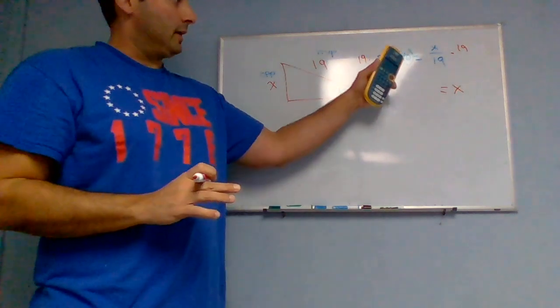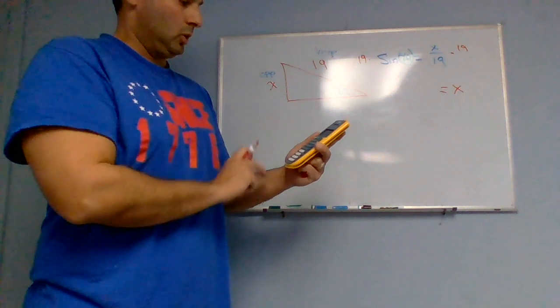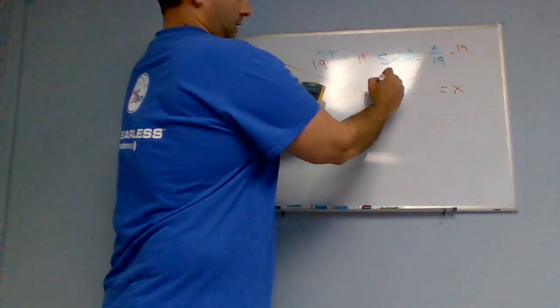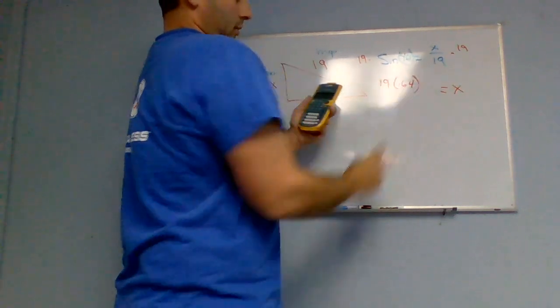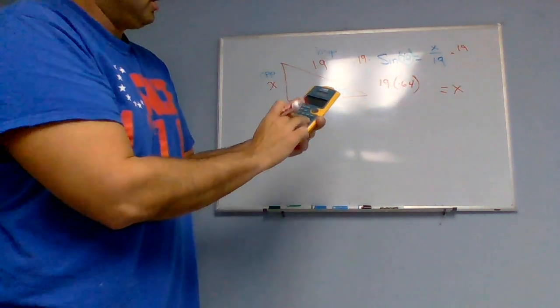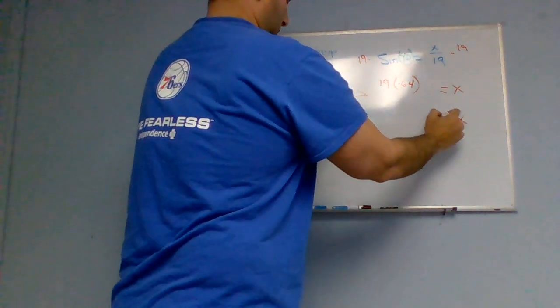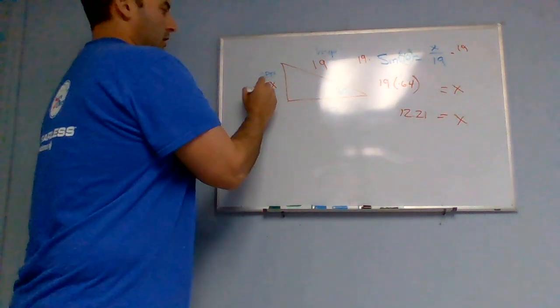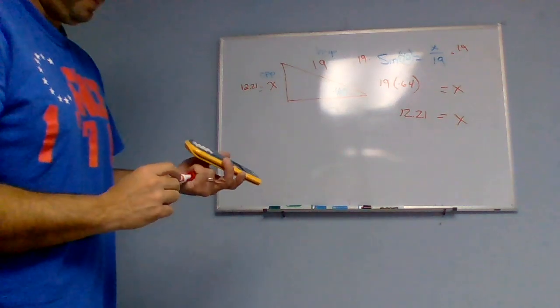I always like to find my trig value first, then multiply by the whole number. So I'm going to go sine of 40, 19 times 0.64. But I would just leave whatever's in the calculator, multiply it by 19. X is 12.21. So this value here is 12.21. Okay.